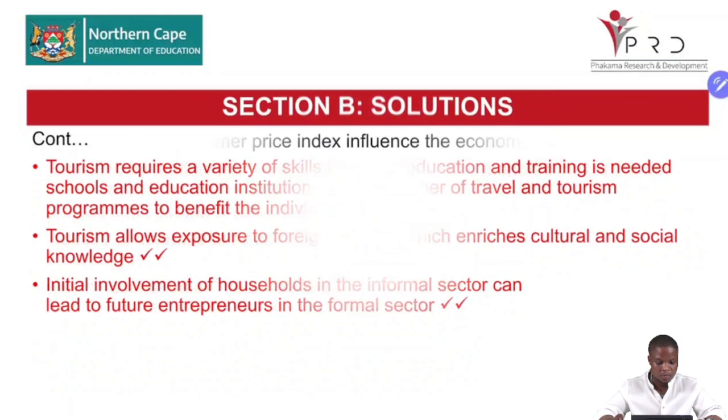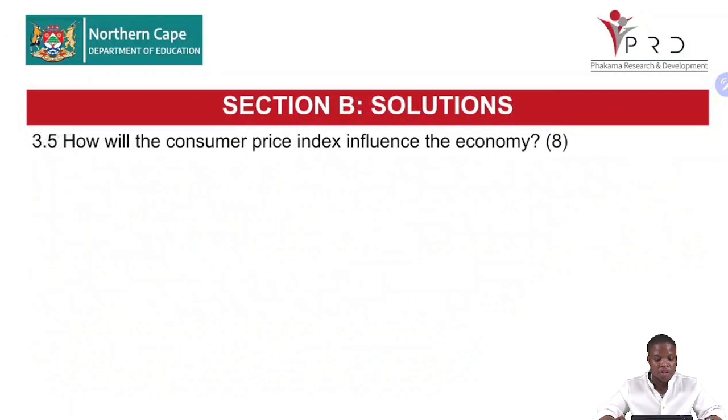Right, so question number 3.5. How will the consumer price index influence the economy? So the CPI, that is what we use to calculate inflation. That is what we use to measure the inflation. So this is a nice question because they didn't talk about it increasing or decreasing. So you can talk about the CPI increasing, how would that influence the economy? The CPI decreasing, how would that influence the economy? So you should know that if inflation is increasing, what happens to the economy? If the inflation is decreasing, what happens to the economy?